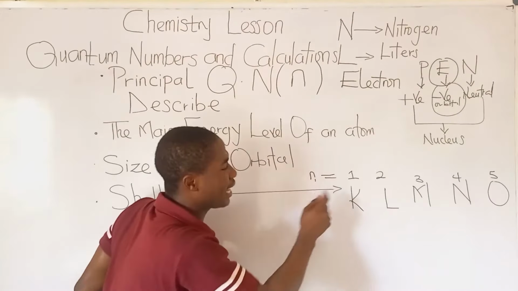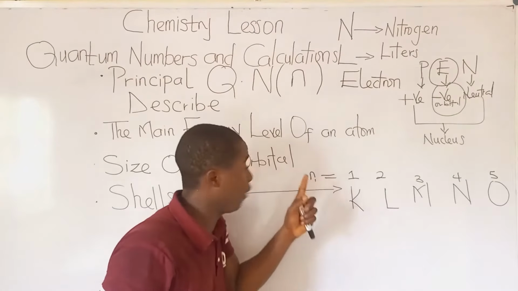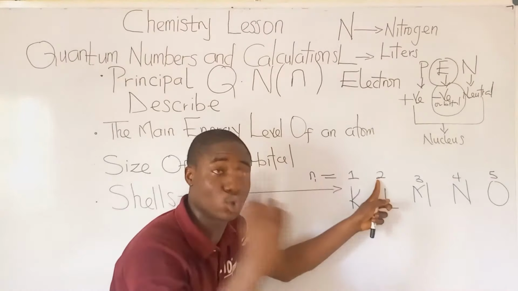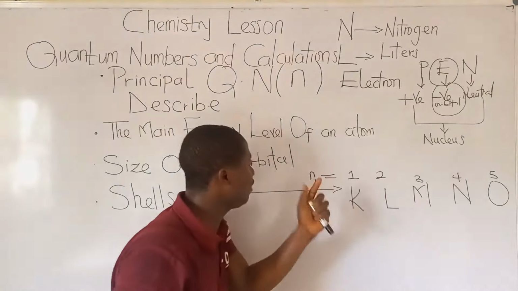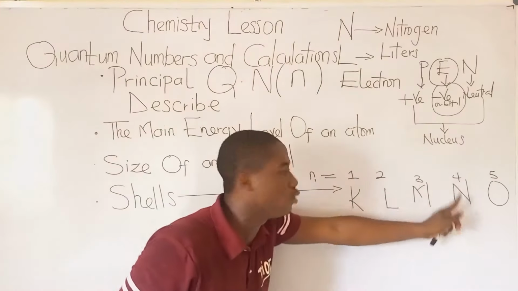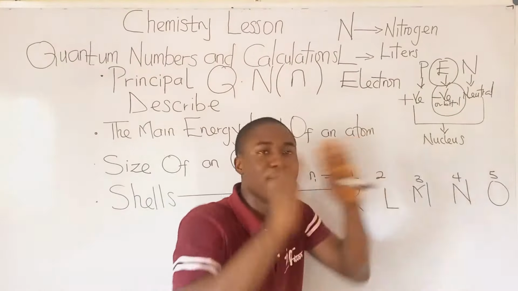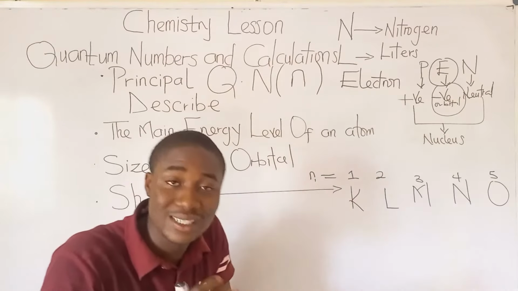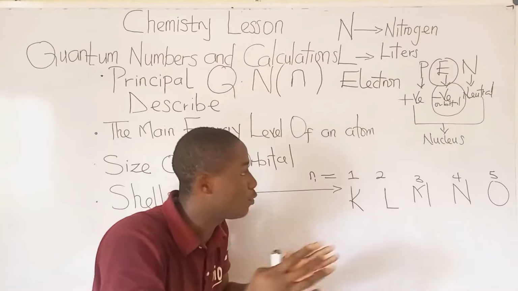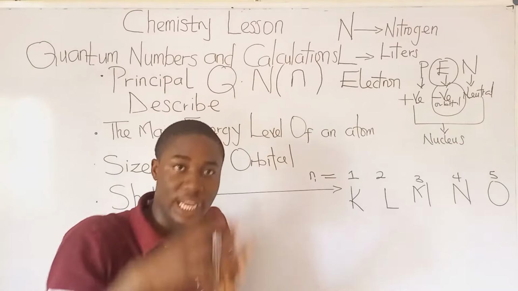If they ask you the value of n for the L shell, you simply say 2. For the M shell, you say 3. For the N shell, you say 4. For the O shell, you say 5. You can see that all these shells have their respective numbers allocated to them, and this will help us as we progress in this class.